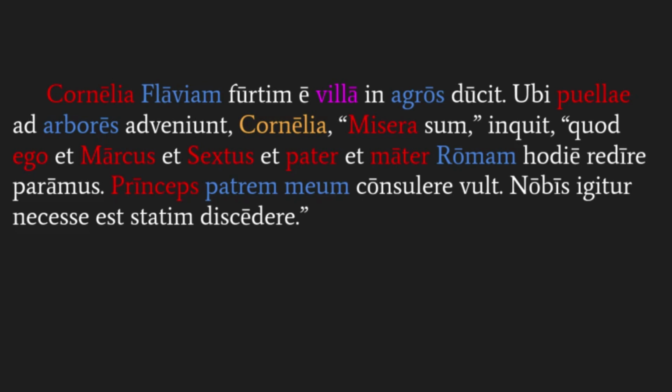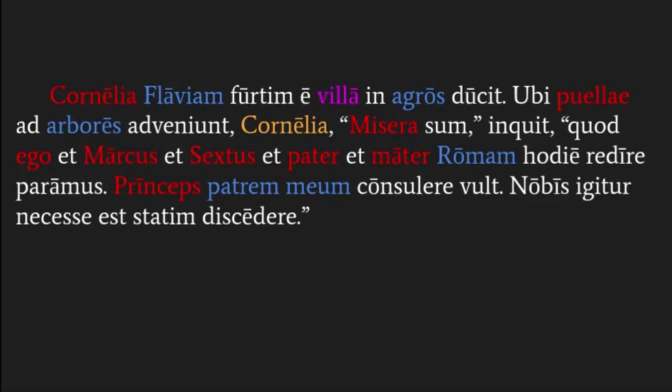And she says, princeps patrem meum consulere vult. So the emperor, princeps, wants to consult, consulere vult. It's a complementary infinitive. He wants to consult patrem meum, my father. There's your direct object. Then she says, nobis igitur necesse est statim discedere, right? So therefore, igitur, it is necessary, necesse est, nobis, for us. It's necessary for us, discedere, to depart statim, immediately. Right? So she's telling her, I'm sad, I'm miserable, misera, because it's time to go. Remember in the previous chapters, the father, Gaius, got called back to Rome. That's why she... So now we continue.